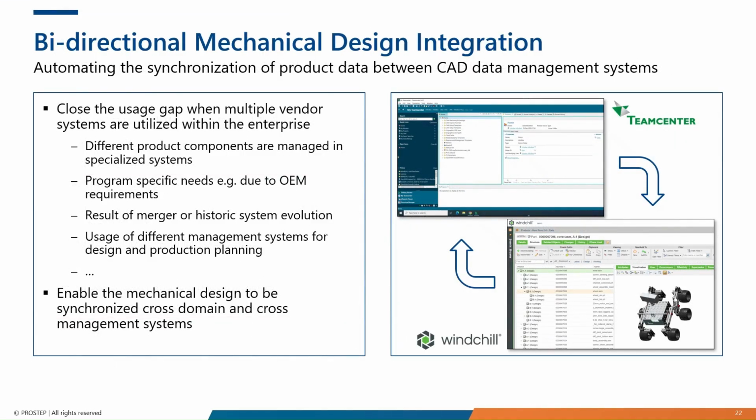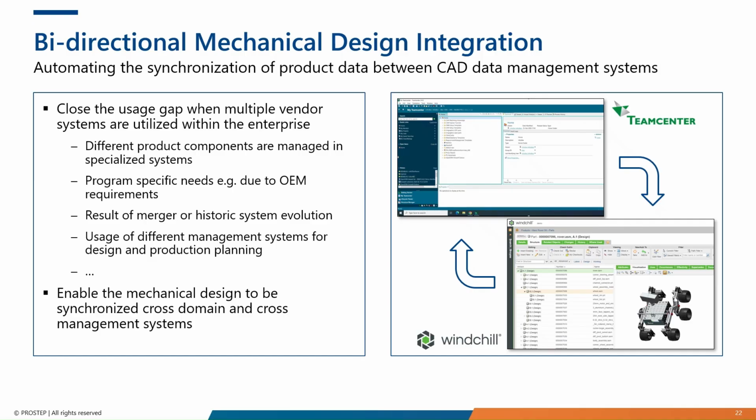So the first use case is bidirectional mechanical design integration. And this is synchronizing the products and the CAD and other data between the different PLM systems. And doing that for a variety of different reasons. It could be that you've just got product components that are managed in different systems.